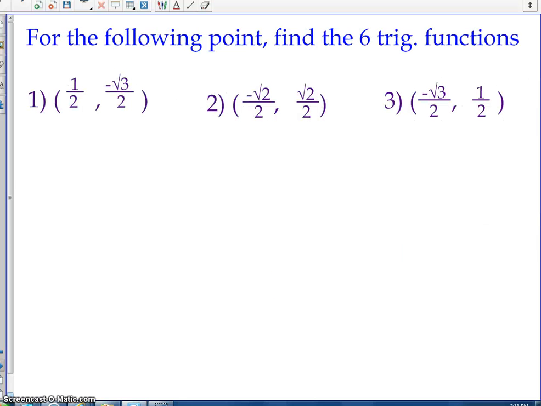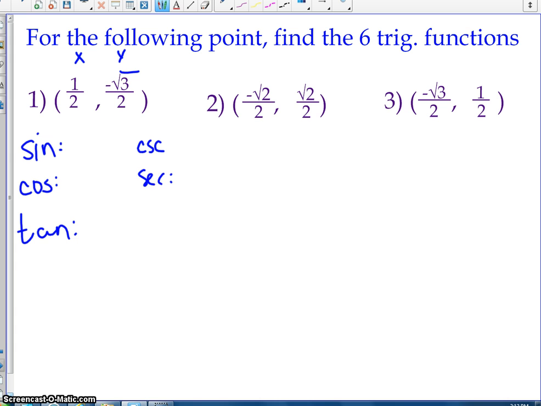This is from a follow-up worksheet, a 5-3 follow-up worksheet, and it's posted on my Moodle site. Here we're given an x and a y. Given an x and a y, can we find the 6 trig functions? You bet, it's actually not difficult at all. We can find sine, cosine, tangent, and then pretty quickly we can find cosecant, secant, and cotangent. We'll see how quickly in just a minute.